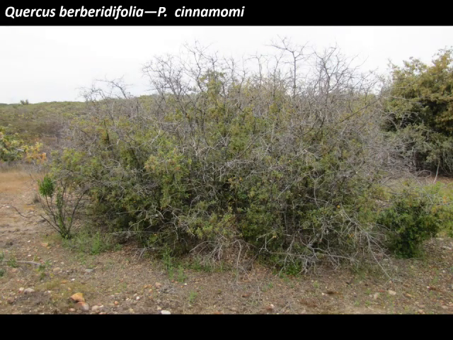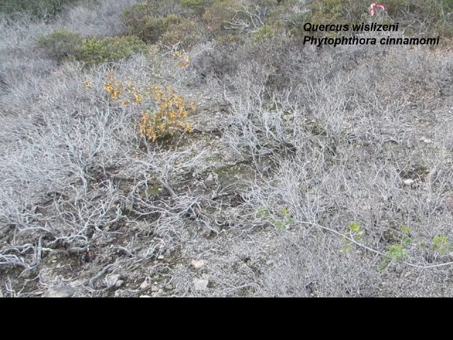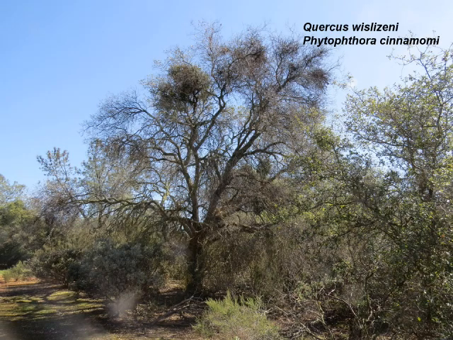A number of the oak species that occur in this area are also affected, not as rapidly as the manzanitas, but you can see the dieback on this scrub oak, Quercus berberidifolia. We also see that even though Quercus wislizeni, the interior live oak, was surviving in many of these areas, we see mortality of both seedlings or saplings as well as mature trees in this area.